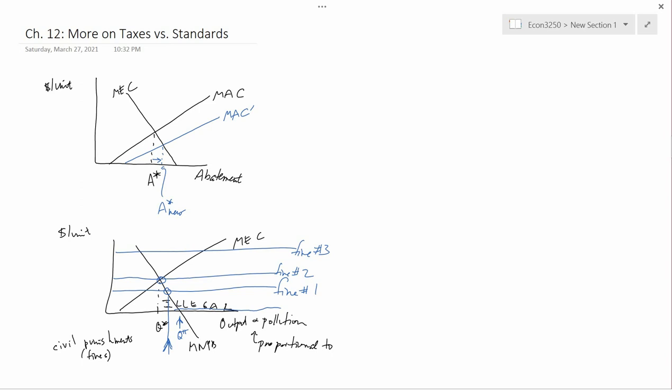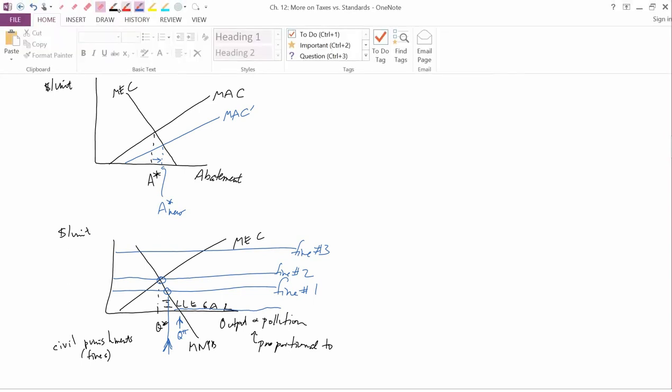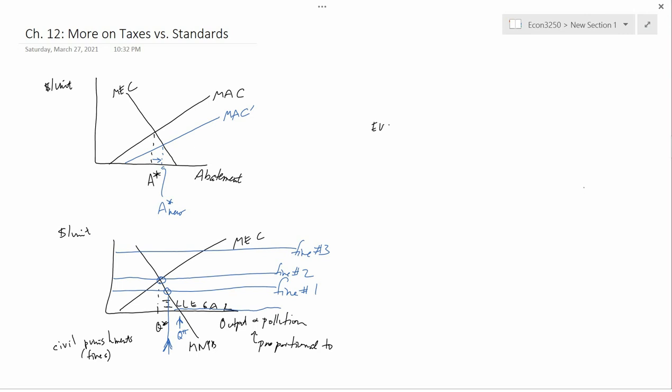A couple of quick general comments. Let's talk about evasion. So taxes versus standards. Do they differ in terms of evasion? Now, we've been talking about evading the standard. Of course, you can also evade a tax. It's not really obvious to me that one of them is better than the other in terms of evasion.